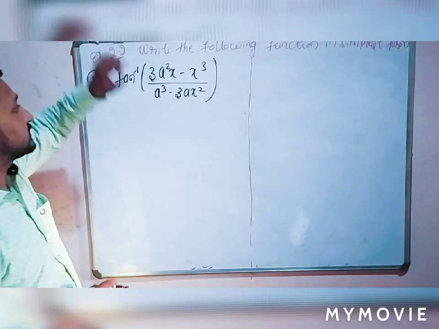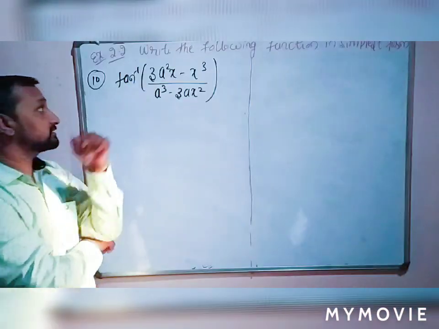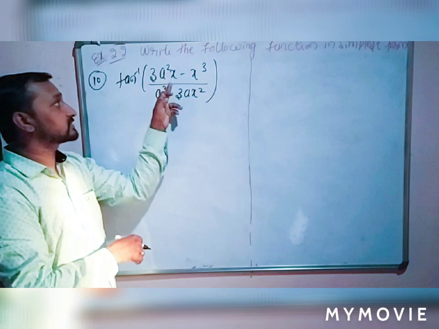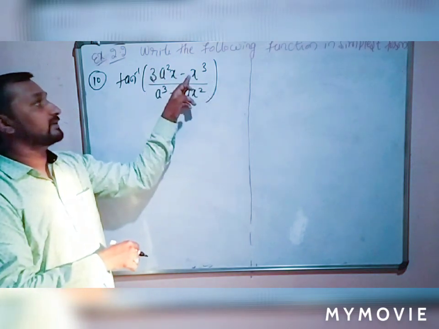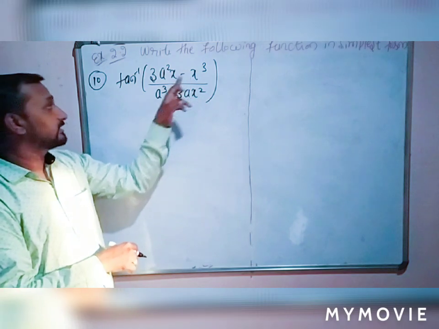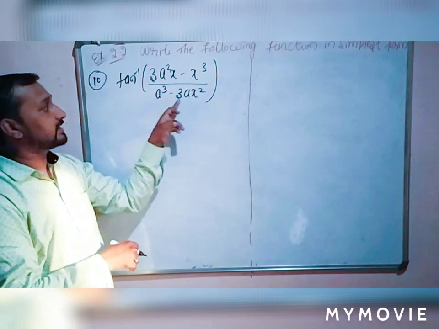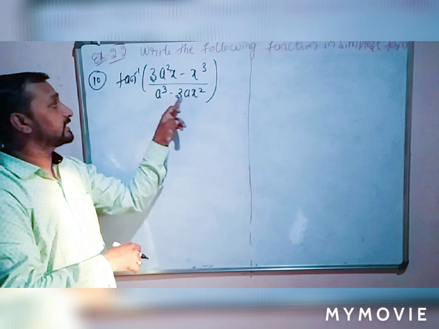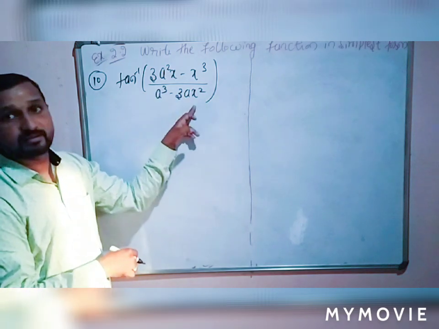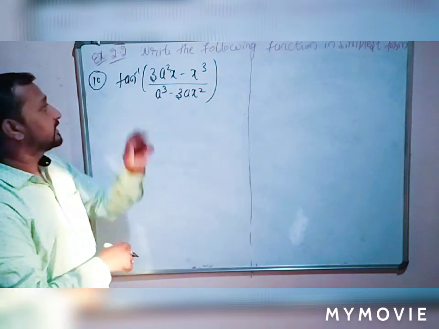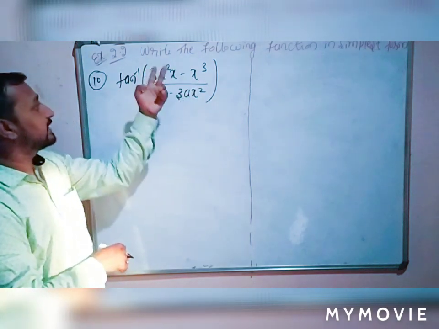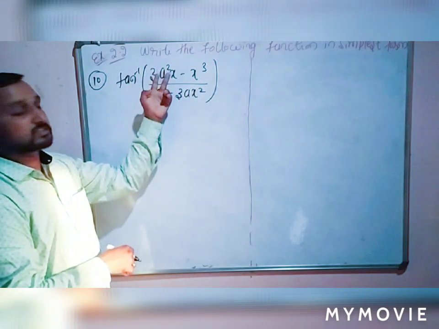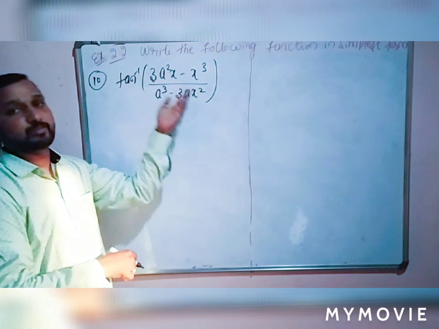Here put x equal to tan theta. Then what will we get? 3a square tan theta minus a cube tan cube theta. Here a square, here a cube, here also a cube as it is. There is no common term. So here also a cube, here also a cube. So take a cube as common, then the remaining.